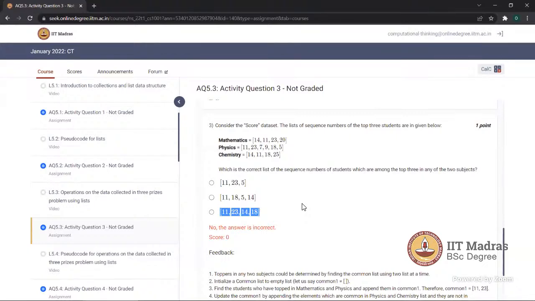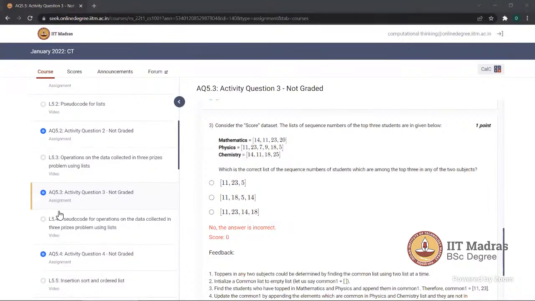Perfect. Similarly, activity question 5.6, if you permit me to ask another doubt. Yes, sure. 5.6, question number 1.